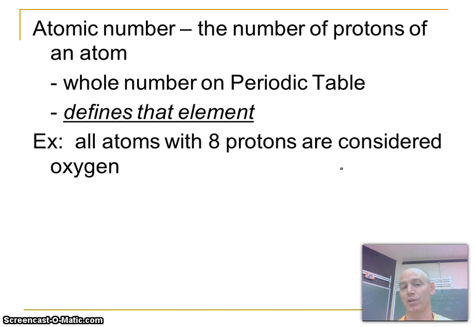For example, if you look on a periodic table, oxygen's atomic number is 8. Anything with 8 protons is oxygen. That is what defines oxygen as oxygen, the atomic number. You can do whatever you want to with the number of neutrons, whatever you want to with the number of electrons, increase them, decrease them. As long as there's 8 protons, it's oxygen. It might be a different isotope or some kind of ion, but it would still be considered oxygen.